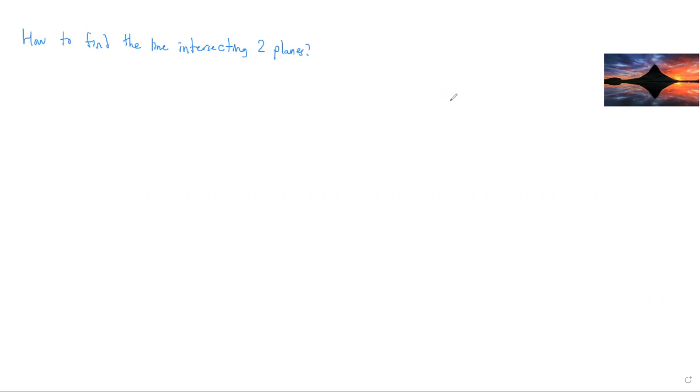So today's topic is how we find the line of intersection with two planes. Two planes, if they're not parallel, will intersect. And the question is, how do we find the line of intersection? Now there are two ways to do it.